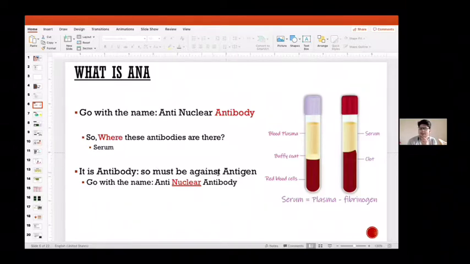So antibody must be against some antigen. So again, go with the name, anti-nuclear antibody, right? It is against the nucleus of a cell. The body as such is made up of all the cells, and that's how a complex organism like us, human beings, works. So it is the antibody in serum which is against the nucleus of the cell. That is the anti-nuclear antibody. Okay, so that's how the name ANA has been devised.